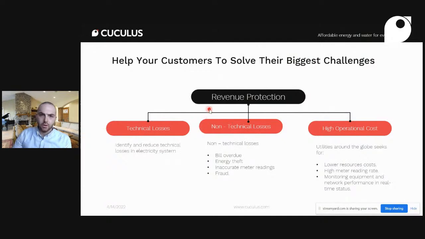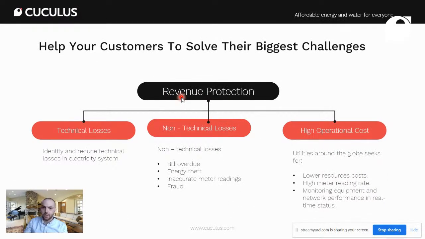Usually utilities around the globe suffer from different types of losses, okay? And the main thing that concerns utilities is revenue protection. So this revenue loss comes from three main categories. The first one is the technical losses. It's where there is a fault or problem with the device or equipment itself. Then we have the non-technical losses. An example of non-technical losses would be the bill overdue. This is when the end users don't pay their bill on time. So it would be a heavy burden for the utility to collect the bills from these customers.